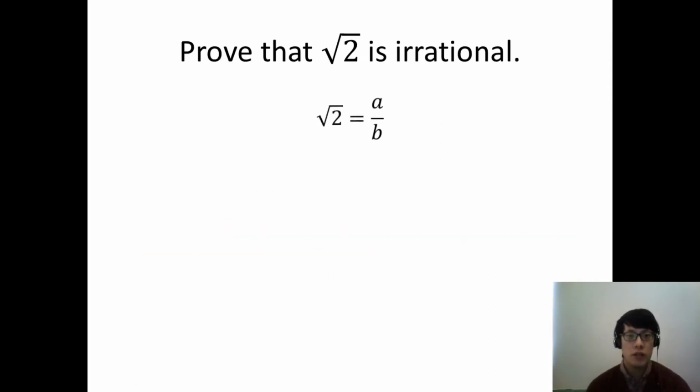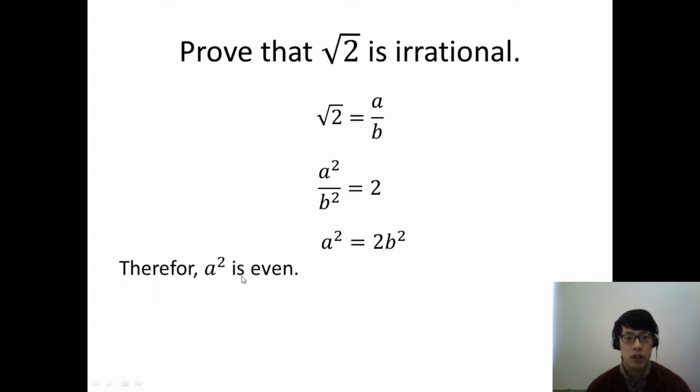So we have root 2 equals a over b. Now we square both sides and get a squared over b squared equals 2. Moving b squared to the right side, we get a squared equals 2b squared. That means a squared is an even number, because a squared has the factor of 2. So a squared is even.